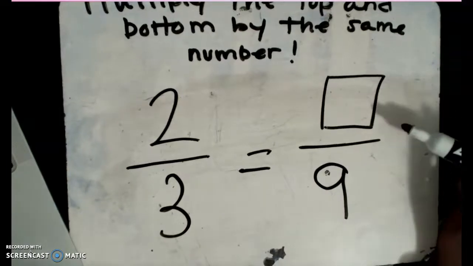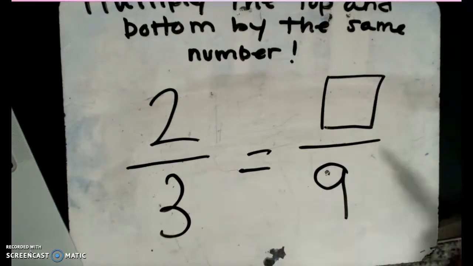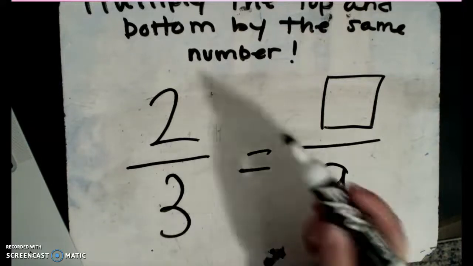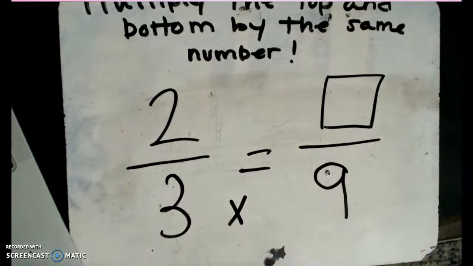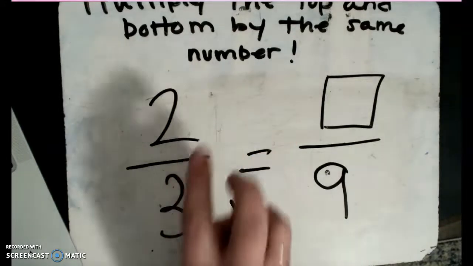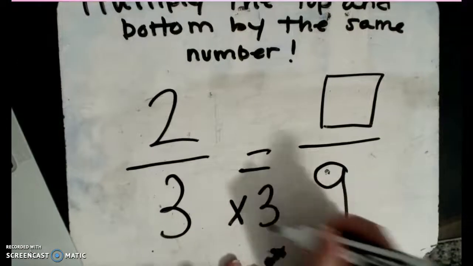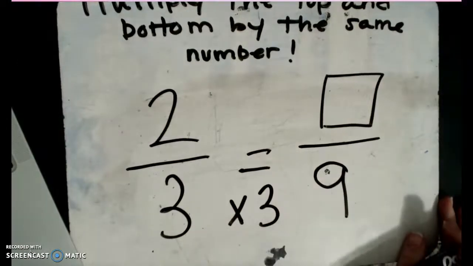So I need to figure out what did they multiply by. Well, I know the two denominators, I know they went from 3 and then they got to 9. And I know they multiplied by something. So I'm going to put times right here and try to figure out what they multiplied by. So they did 3 times something equals 9. Well, let's count by threes until we get to 9. 3, 6, 9. So they must have multiplied by 3. 3 times 3 equals 9.